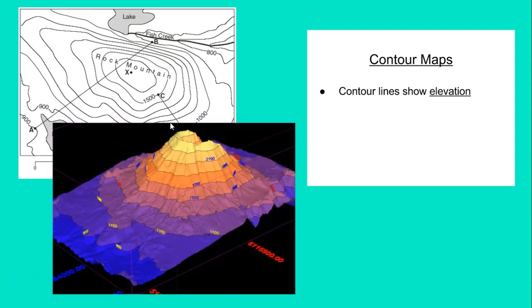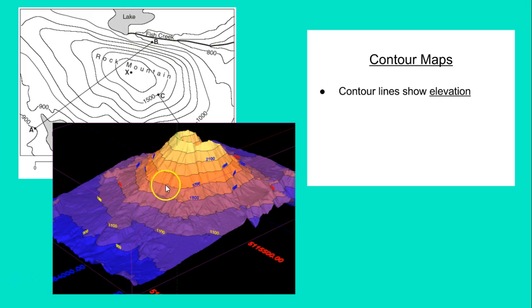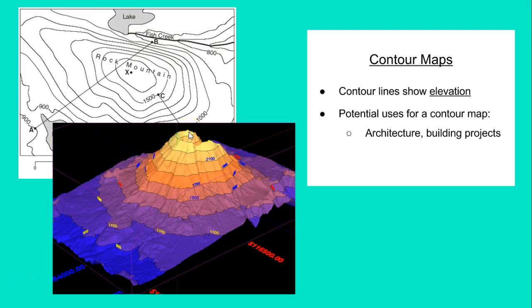Now, if you look at it in a 3D fashion, here's another contour map. You can see it's marked 900, 1100 as it goes all the way up to the top of the mountain. These contour maps are very useful for architects, people who are building things, and city managers who might need to know the elevation of an area before they are building. And it's also good for hunting. Finding good elevated positions might allow you to track or find an animal that you previously could not.